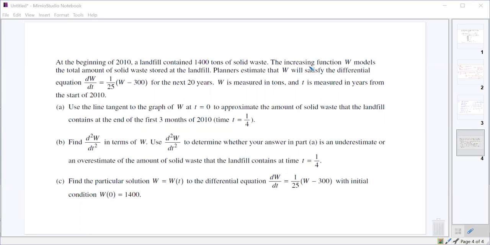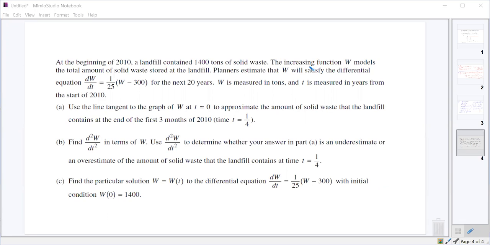All right, trash. Let's talk about some more trash here. So we got a landfill. It's got 1,400 tons of solid waste. We got an increasing function. It tells us specifically that this function is an increasing function that models the amount of solid waste stored at the landfill. And we got a differential equation, dW/dt equals 1/25 of W minus 300, that models the rate for the next 20 years, and it gives us units and all that stuff.